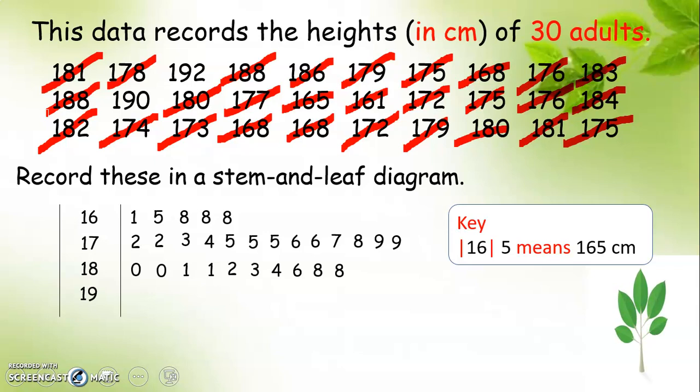So what we have, how many more data? So we have the 190. So I will put the 0. And next to it is 192. So I will put the 2.